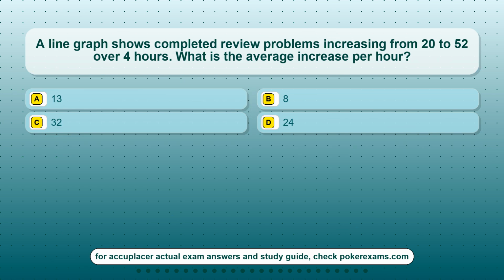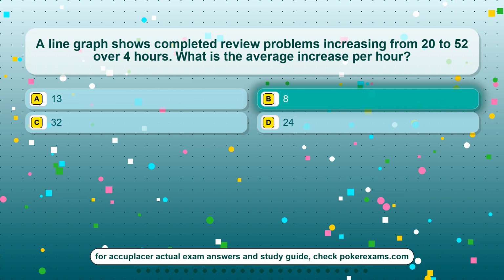Question 25. A line graph shows completed review problems increasing from 20 to 52 over 4 hours. What is the average increase per hour? Option A, 13. Option B, 8. Option C, 32. Option D, 24.